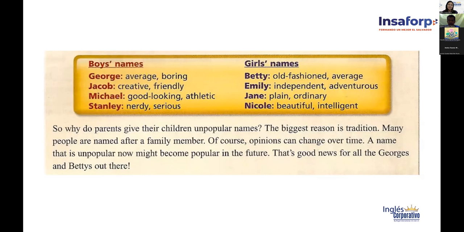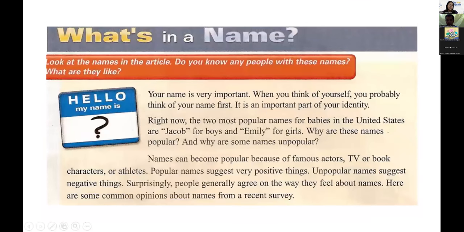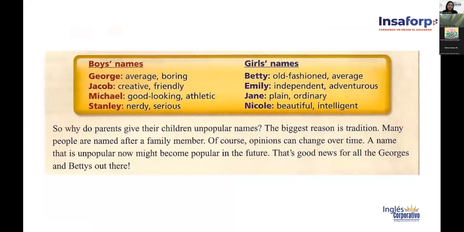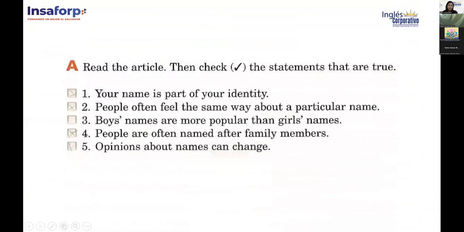Okay, thank you so much. So as you can see, the article talks about popular and unpopular names, right? And how people are named after famous actors, TV actors, or athletes. And in the past, some names were very popular, like Betty and George in the United States, right? Now, let's check true or false.